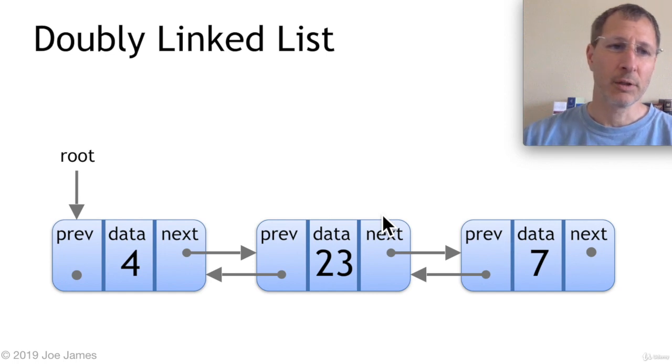So this is what a doubly linked list would look like, a simple one with 3 nodes. We have here a 4, a 23, and a 7.